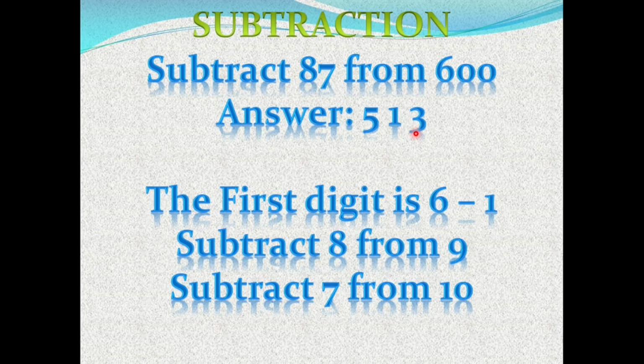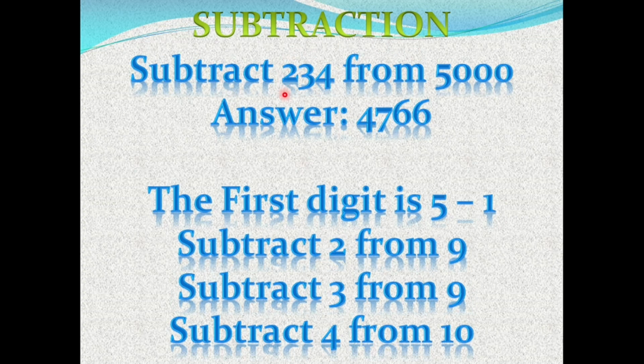Let me tell you one more example so that you will get a better picture of what I have said. I have to subtract 234 from 5000, and 5000 is also not a power of 10. It's a different number, so the technique I should use is a different one. How should it be? As it is 5, subtract 1 from it, so the first digit is 4. Subtract 2 from 9, it is 7. Subtract 3 from 9, it is 6. Subtract 4 from 10, it is 6.